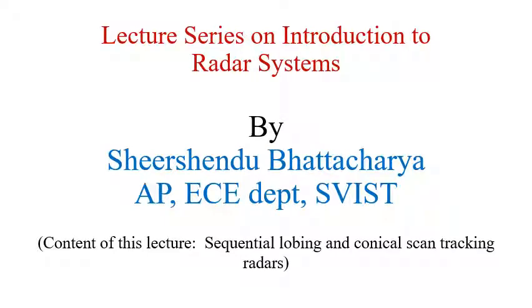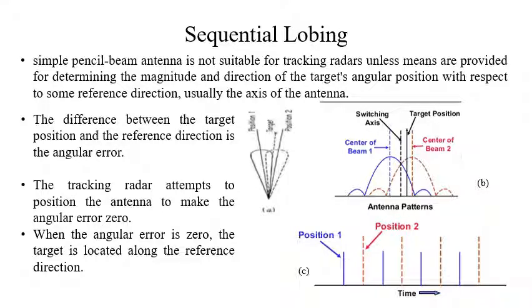In this lecture series on Introduction to Radar Systems, we were discussing tracking radar. Now we will discuss the sequential lobing and conical scan type of tracking radars. First, consider the sequential lobing type.